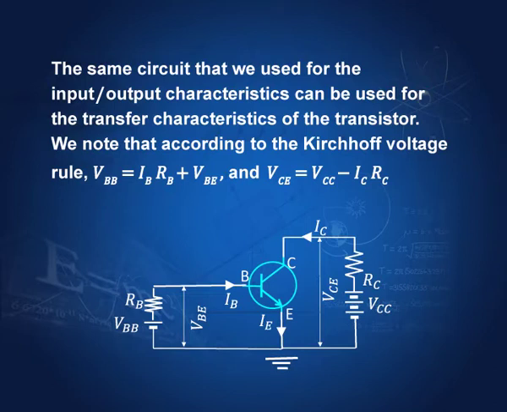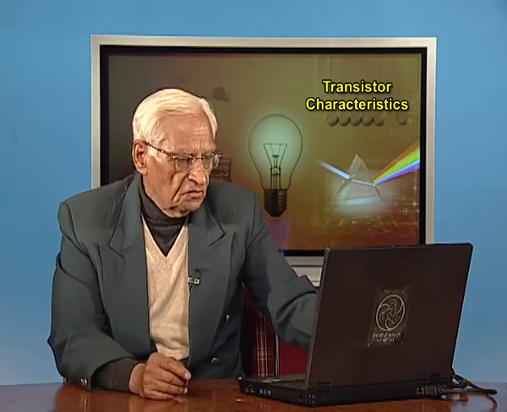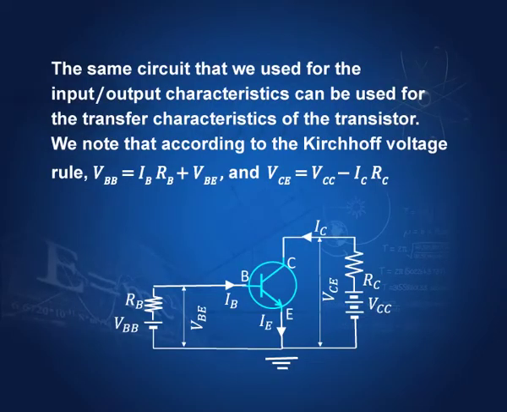You remember, this VBB is equal to IBRB plus VBE. If you use Kirchhoff's laws, then VBB is IBRB plus VBE, and VCE similarly is equal to VCC minus ICRC. So, these are the two equations, and VBE can be taken as the input voltage and VCE can be taken as the output voltage. So, we shall plot output voltage against the input voltage.